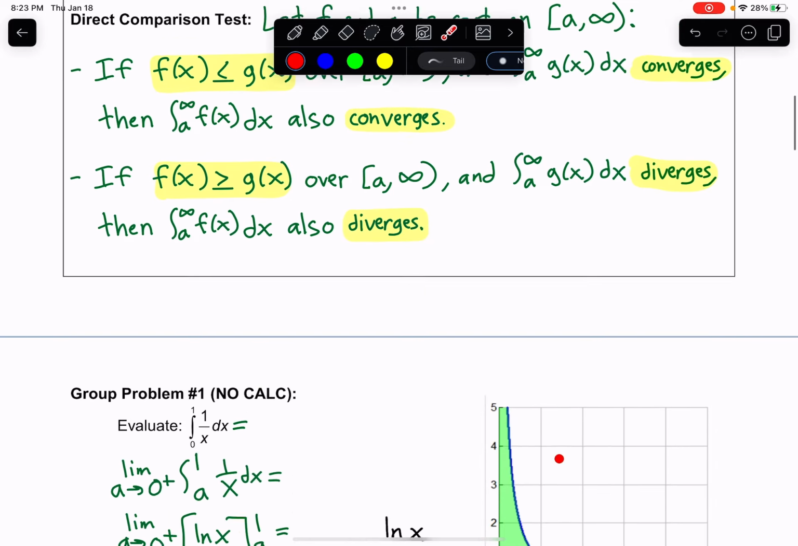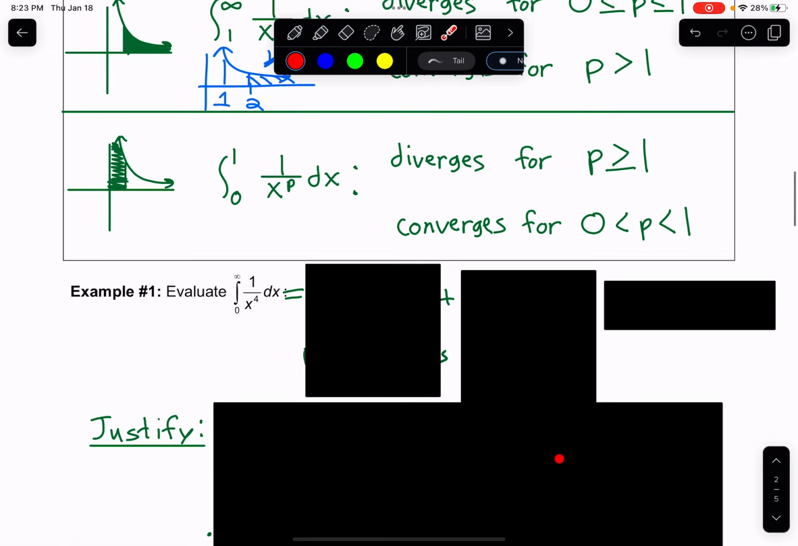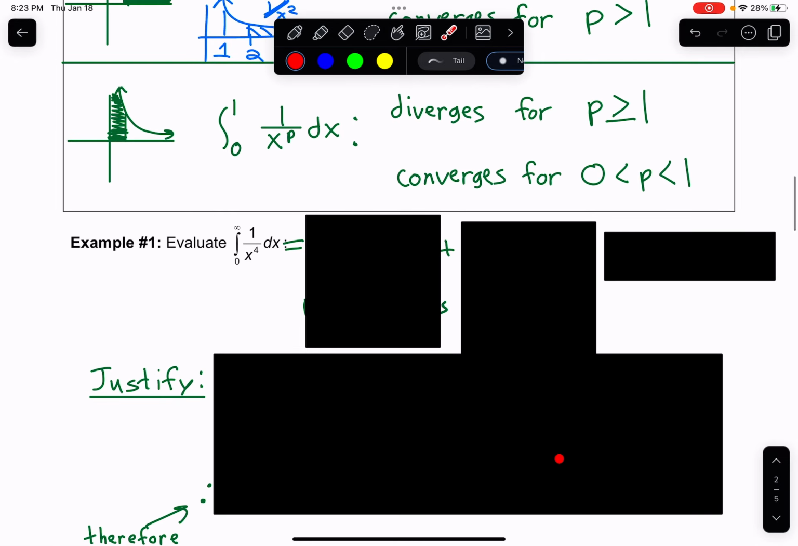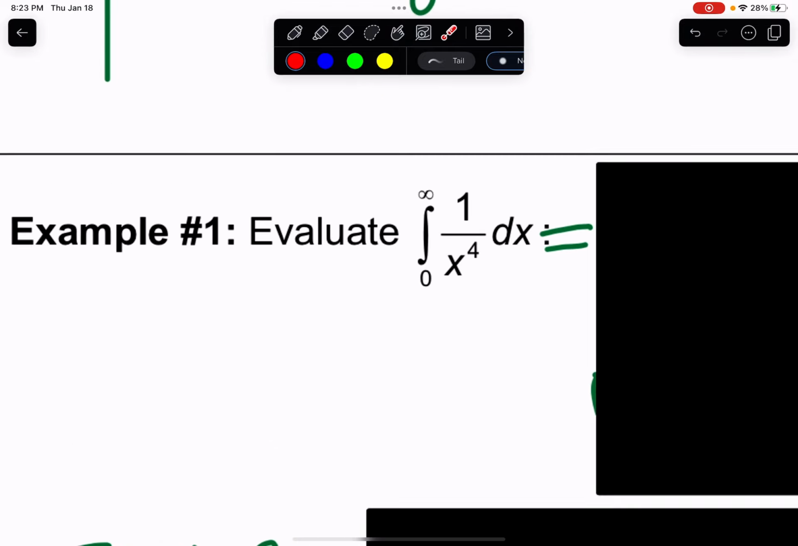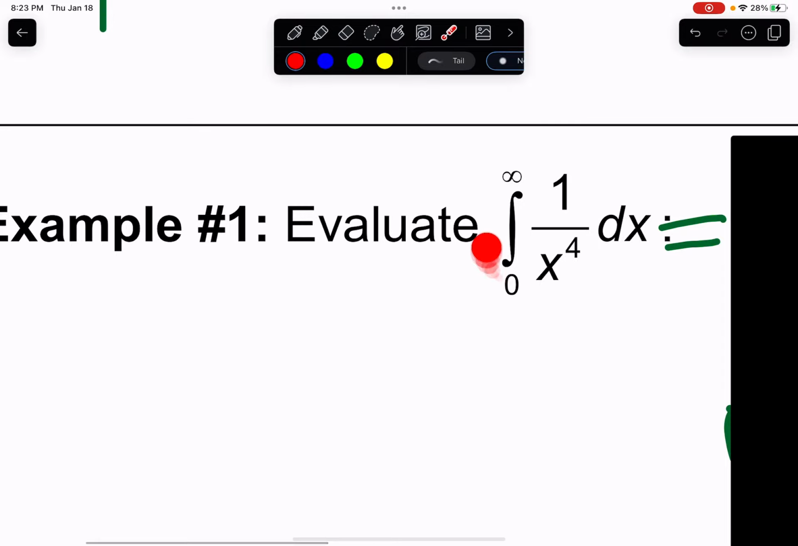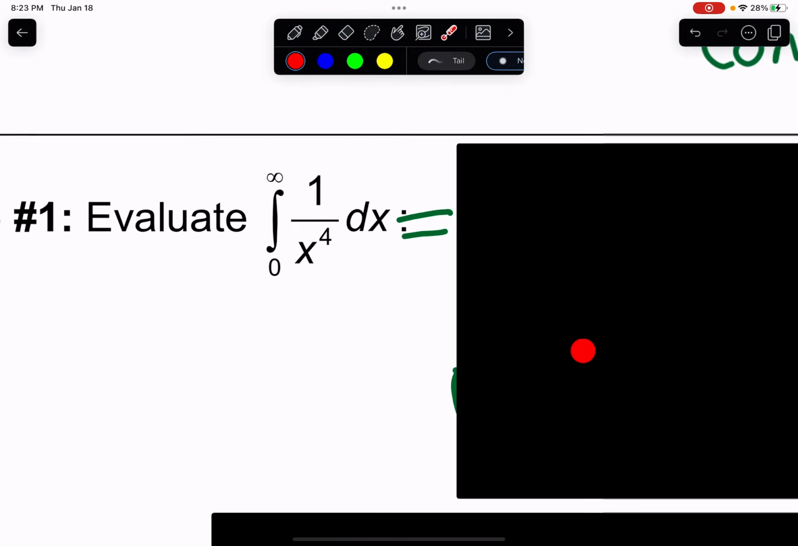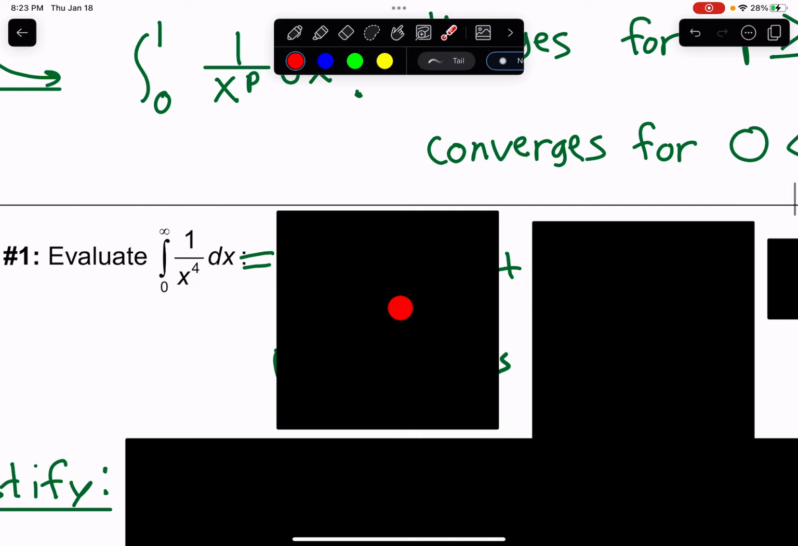And so the last thing we're going to do here is take a look at example 1, and I'm going to show you an AP style free response and what I would expect from you. Okay, so evaluate this integral from 0 to infinity of 1 over x to the fourth dx.